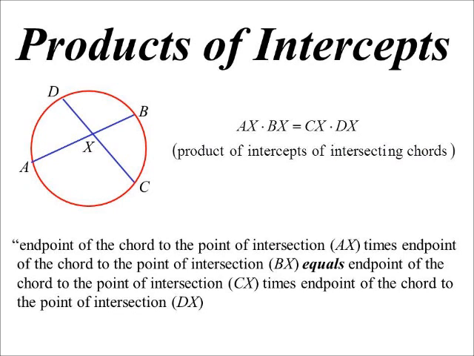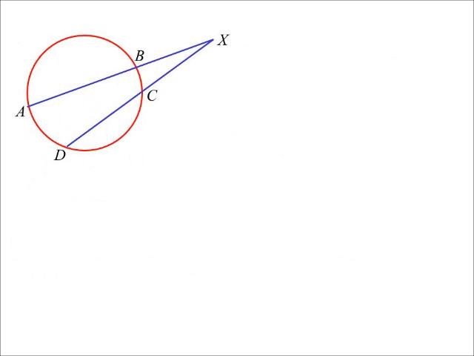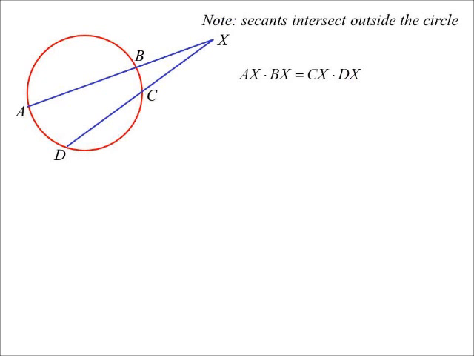But thinking about it that way means now when I have this situation where instead of intersecting chords we have intersecting secants, it's still exactly the same idea. Because it will still be the endpoint of the chord, not the endpoint of the secant, the endpoint of the chord. So when you draw a secant, you actually create a chord in that secant.